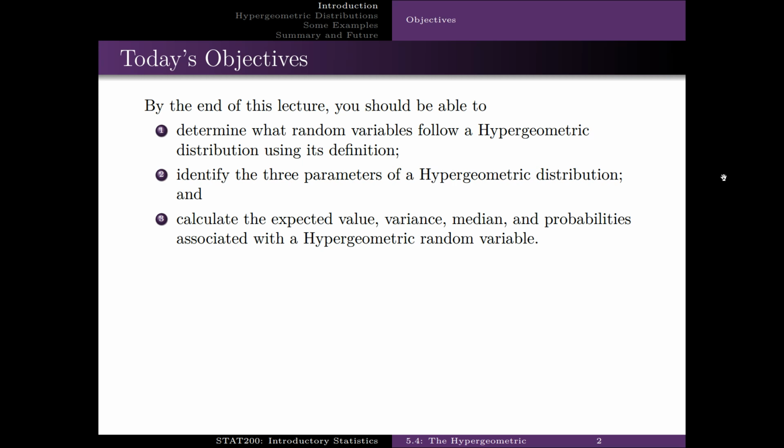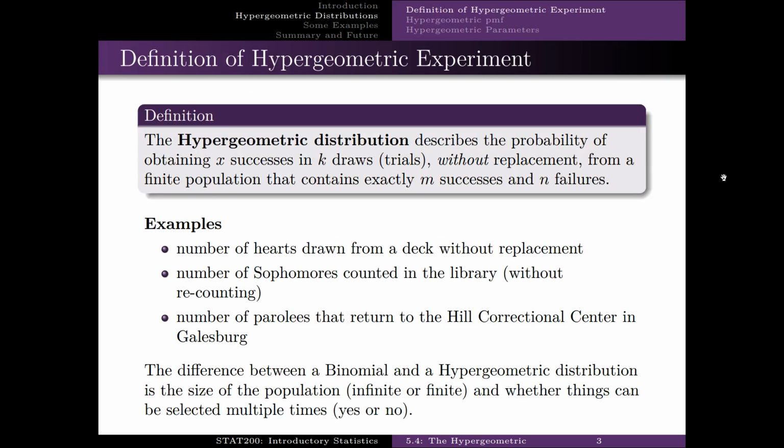Hypergeometric is rather difficult to work with, so don't expect too much work using the hypergeometric by hand. You'll see the probability mass function and understand what I mean when you see that. The hypergeometric distribution describes the probability of obtaining X successes in K draws or trials without replacement from a finite population that contains exactly m successes and n failures. See, I told you it was kind of complicated.